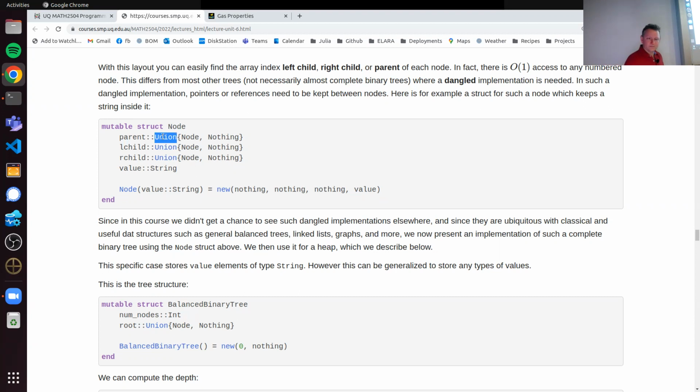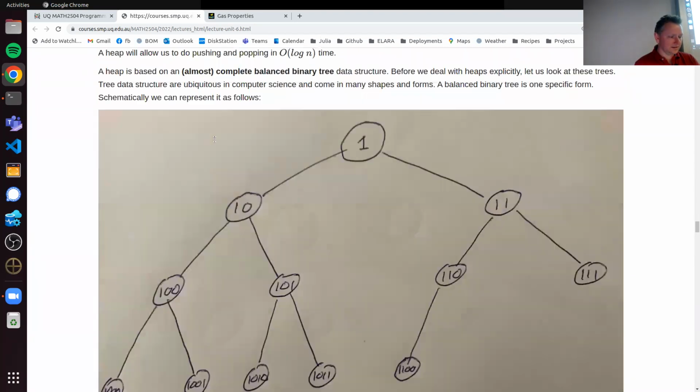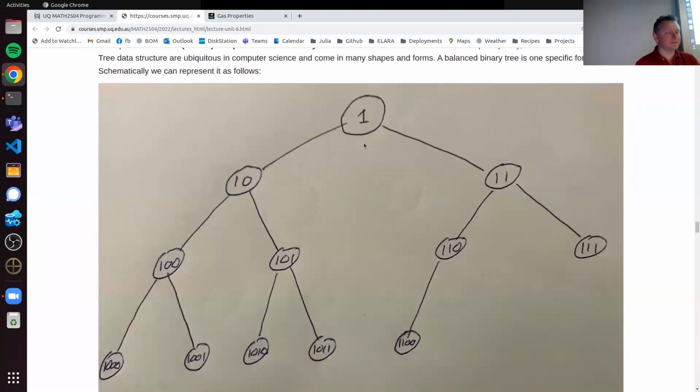Just to remind you, a union is when something could be of type A or type B. So we could have parent is either a node or a nothing. Why would it be nothing? Well, the root node doesn't really have a parent, so we can't track it.